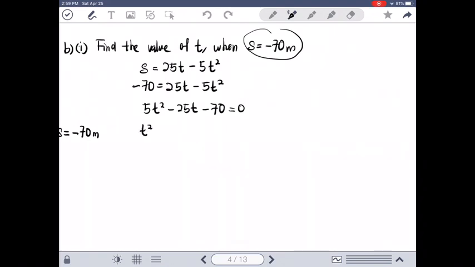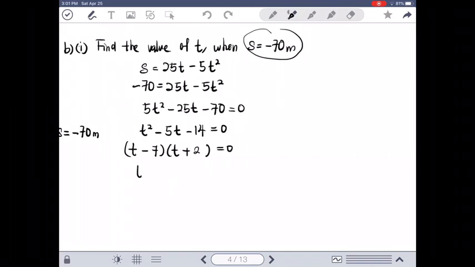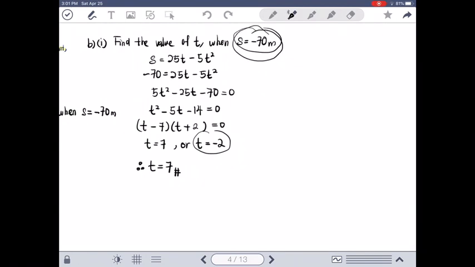so it becomes t squared minus 5t minus 14. So now we can factorize. So t minus something, t plus something, so minus 7 plus 2 equals 0. We have t equals 7, or t equals negative 2. So obviously time cannot be negative, so t equals 7. The answer is when s equals negative 70 meter, t is equal to 7.